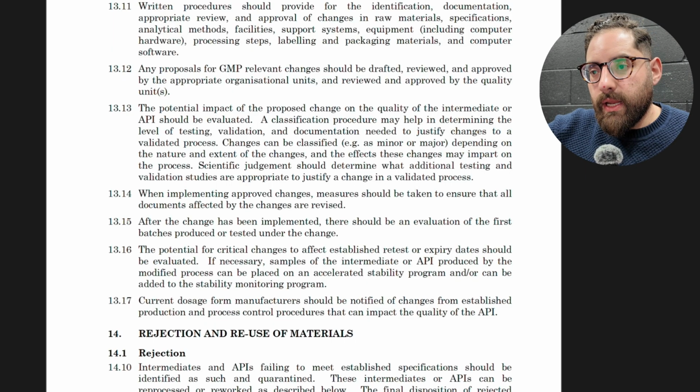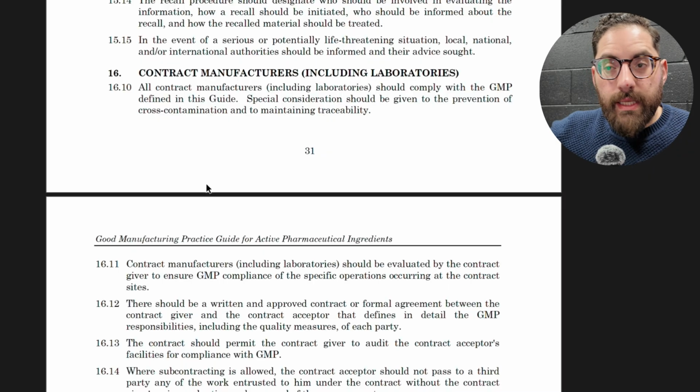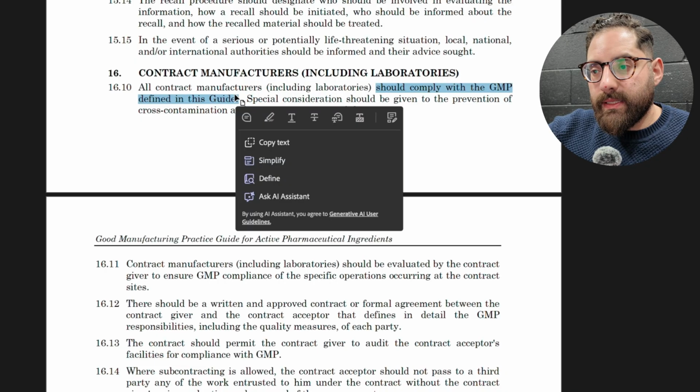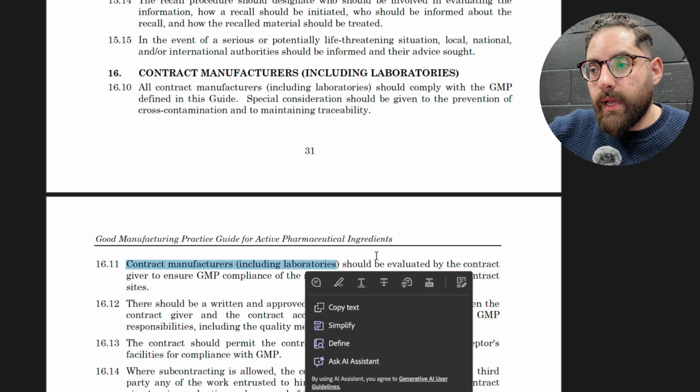The last section that I wanted to highlight is around, now what's really interesting is that ICH Q7 also talks about contract manufacturers, and includes contract test labs in that category. And it says that labs need to adhere to the guide. It says that CMOs need to be evaluated by whoever holds the authorization. It also says that contract manufacturers or labs need to be evaluated by whoever owns the API to make sure that there's GMP compliance in place.